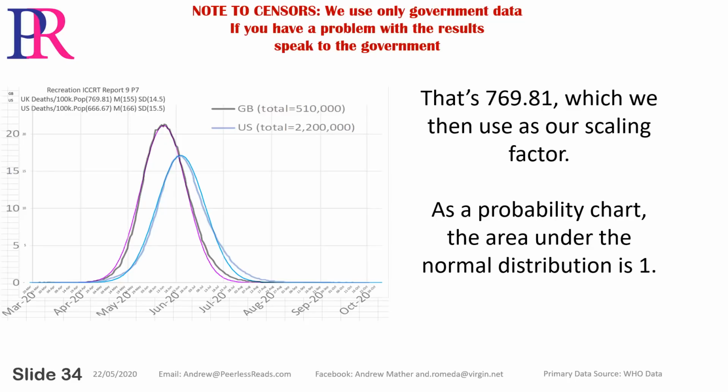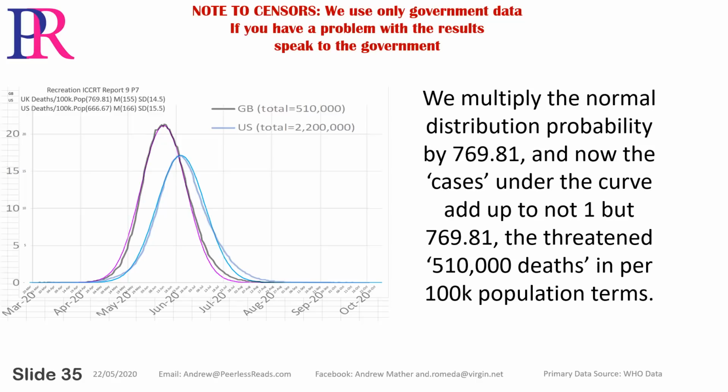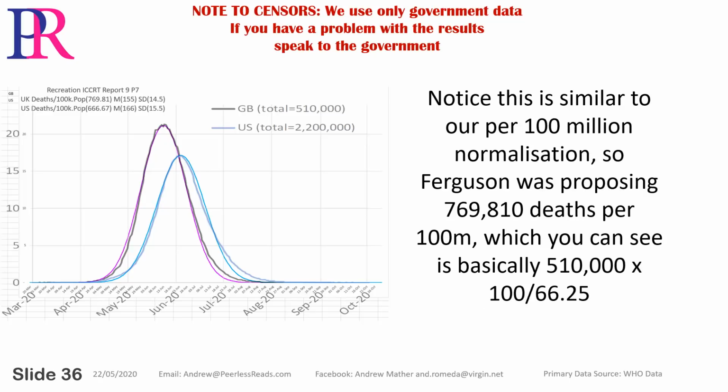As a probability chart, the area under the normal distribution is 1. We multiply the normal distribution probability by 769.81, and now the cases under the curve add up to not 1, but 769.81, the threatened 510,000 deaths in per 100k population terms. Notice this is similar to our per 100 million normalization, so Ferguson was proposing 769,810 deaths per 100 million, which you can see is basically 510,000 times 100 over 66.25.